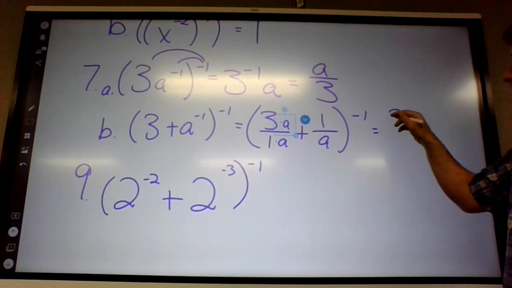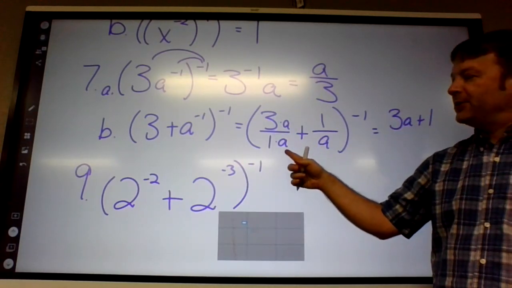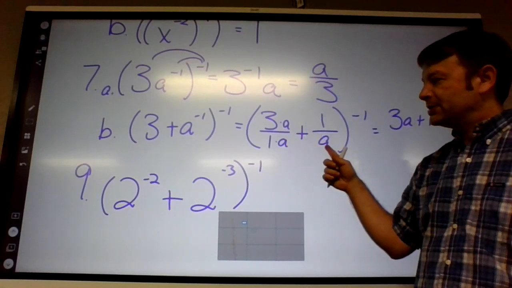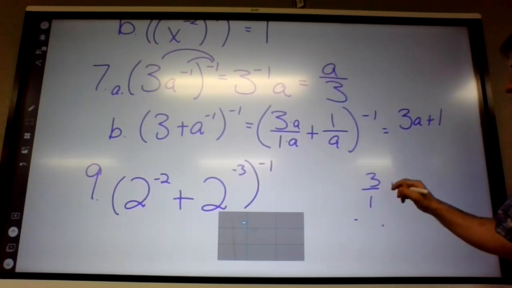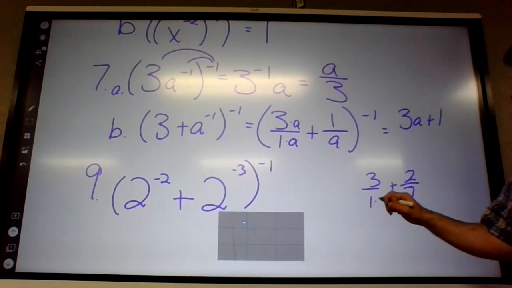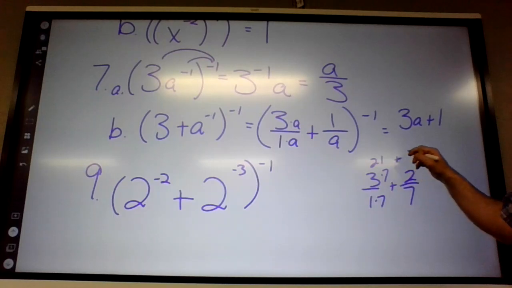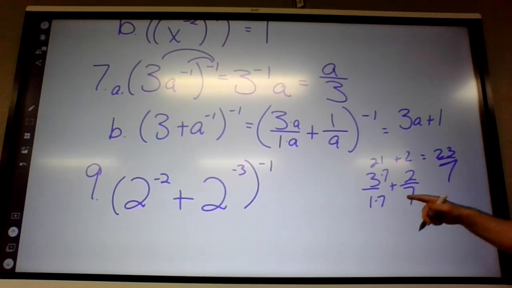Do you guys follow that? To add these together, you need a common denominator. What's the common denominator between 1 and a? A. It's kind of like if you had 3 over 1 plus, let's say, 2 over 7. What's the common denominator? 7. So you multiply by 7, you get 21 plus 2 over 7.